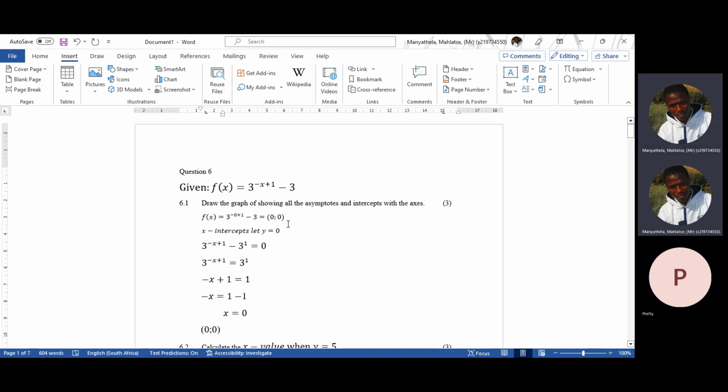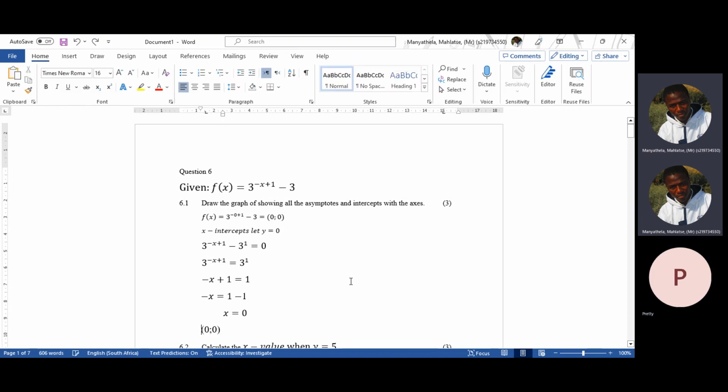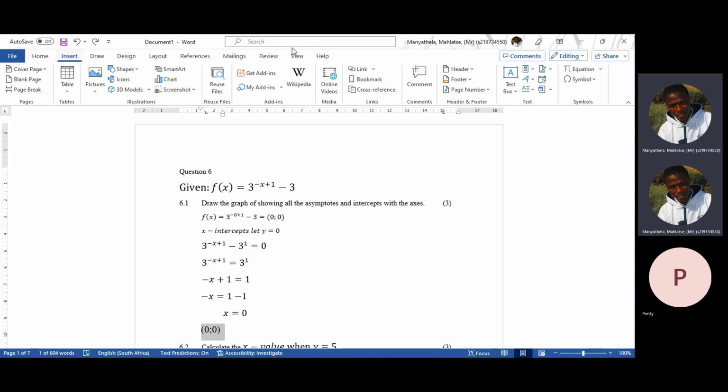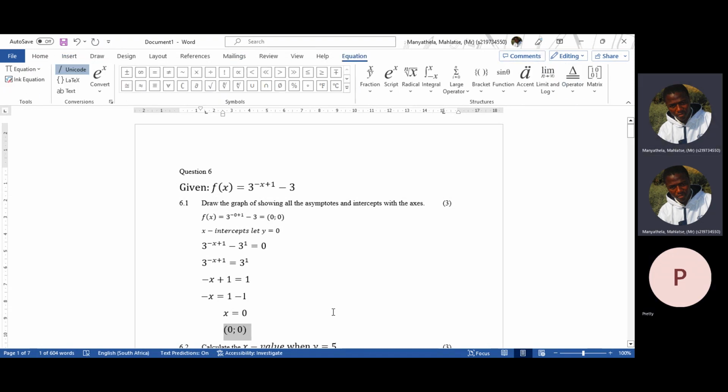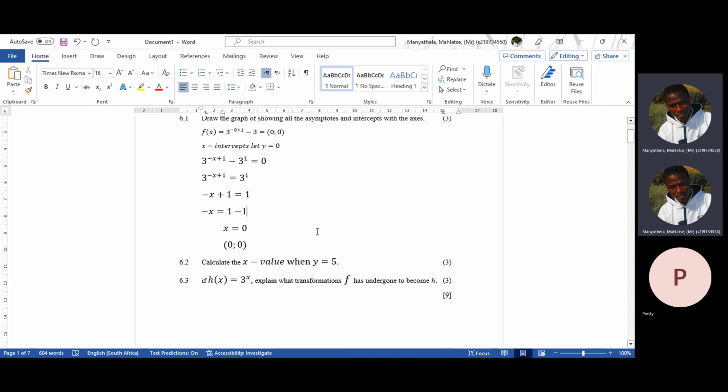So if we check, we have the y-intercept at 0 and 0, x-intercept at 0 and 0, meaning that this graph passes through the origin. Passes through the origin. So let me try to plot this graph. You have the x-intercept and the y-intercept, right?